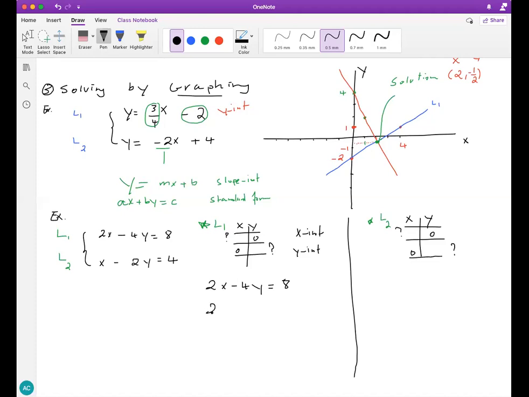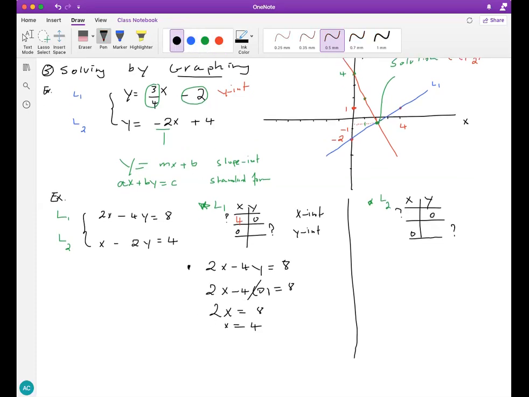So it's going to be 2x minus 4 times this y. Because we know y is 0, this cancels out. So we have 2x equals 8. That means x is 4. So this is our first missing value here, 4.